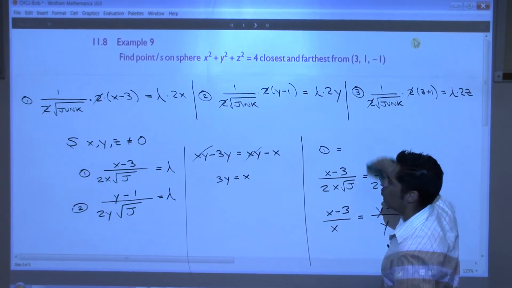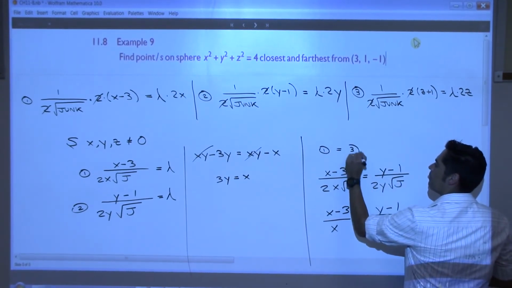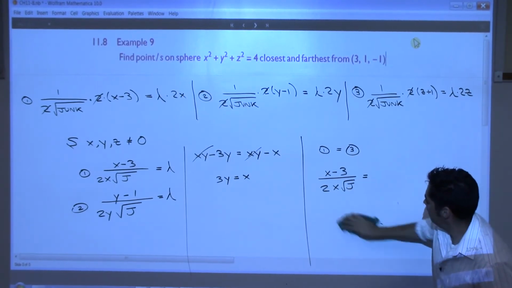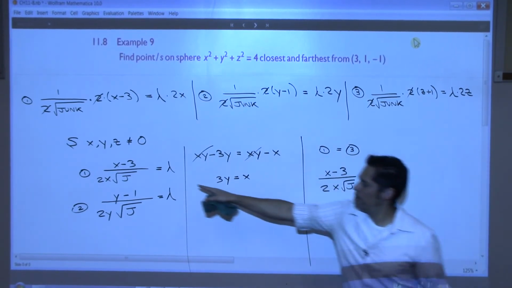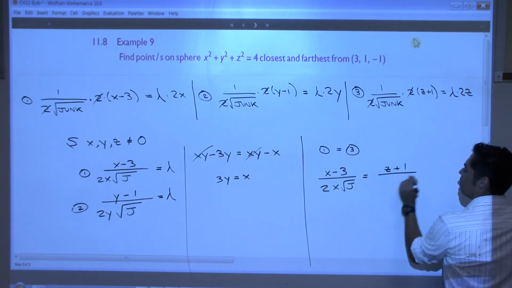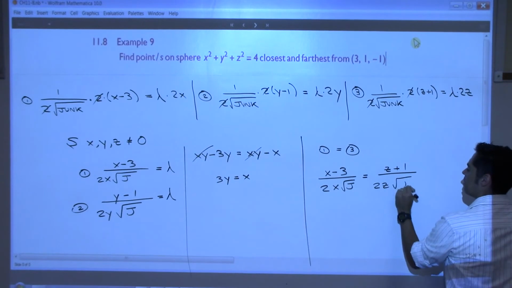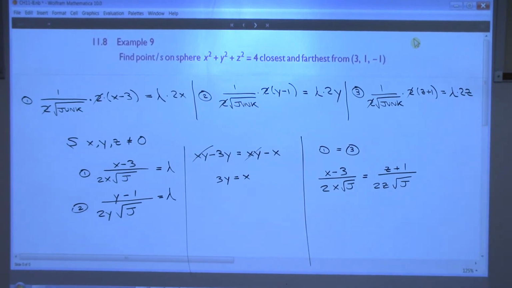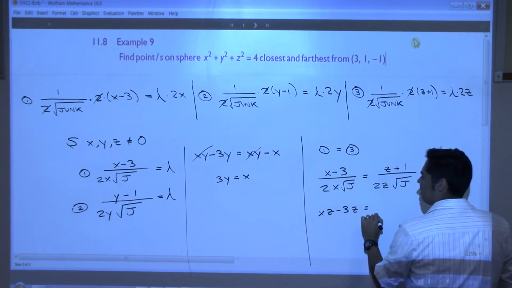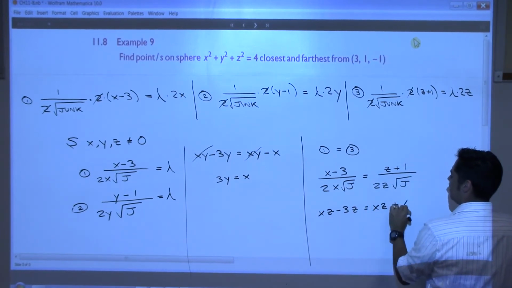Okay, what if I set equation 1 to 3 now? Then it should give a relationship between x and z. That's equation 1, right? That's this. Now, the third one I erased, but it was z plus 1 over 2z root junk. Do the exact same thing we just did. Multiply both sides by root junk, multiply both sides by 2, multiply both sides by x, multiply both sides by z. You should get xz minus 3z equals xz plus x.